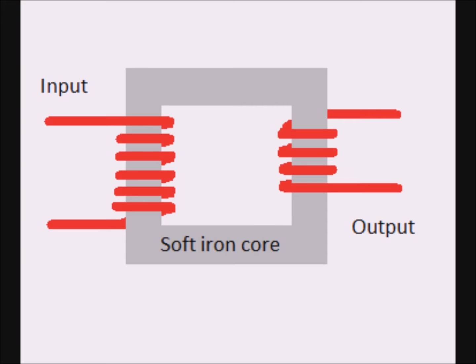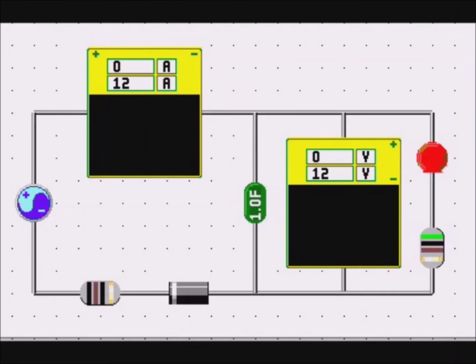By varying the number of loops in the input and output coils, we can step the voltage in the output coil higher or lower than the input voltage. For our purposes, we require an output voltage of 12 volts. Suppose with our transformer we now have an alternating current of 12 volts. How do we convert that to direct current or DC?